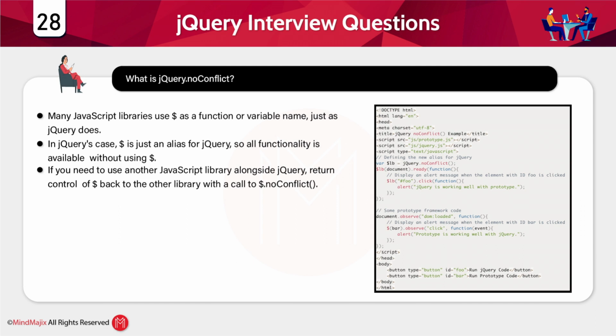So $.noConflict. Here is an example: if you place jQuery.noConflict, then a function is defined, and in the first function you can write your jQuery code, more code using dollar as an alias to jQuery, and after that function you can put jQuery in brackets and terminate it with a semicolon. Then you can write other code using dollar as an alias to the other library. So it will prevent conflicts between both libraries.